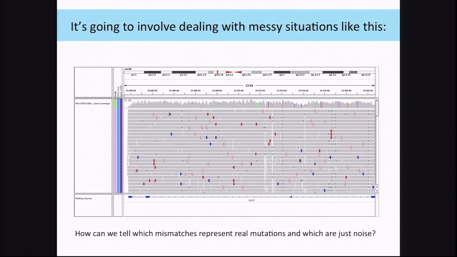Well, you get situations like this. This is an actual IGV screenshot. There's lots of reads here, all covering the same location, but they're all telling us different things. What does this mean? I cannot tell you what this means. Is this just noise? Are these actual variants? Maybe there's some of both. So how do we solve that?